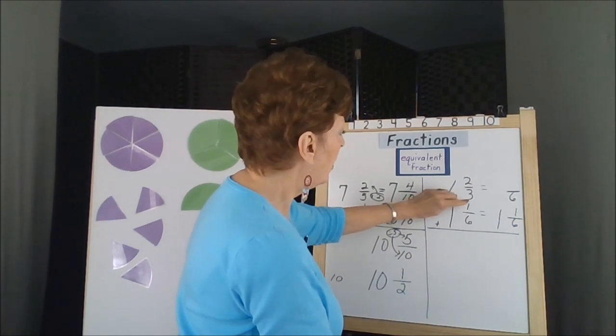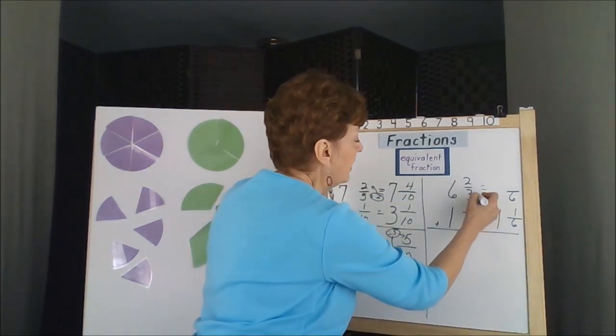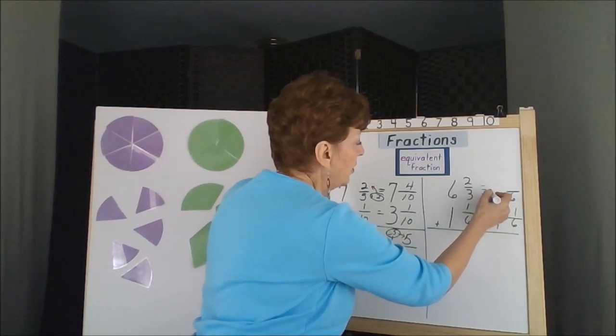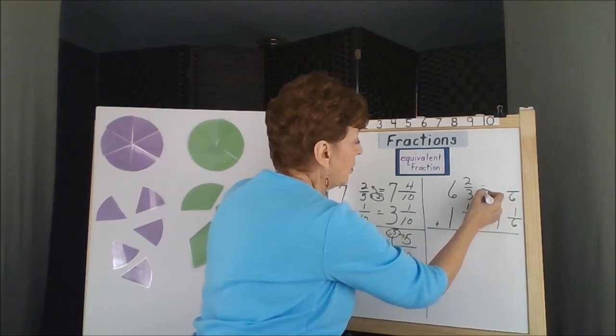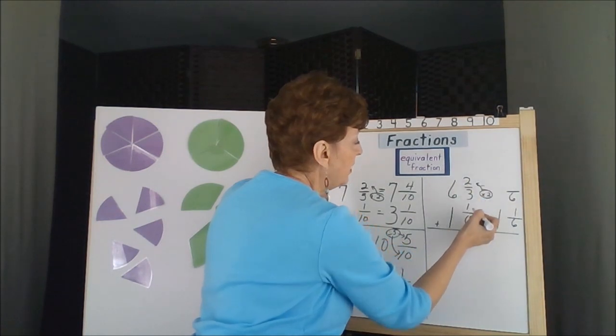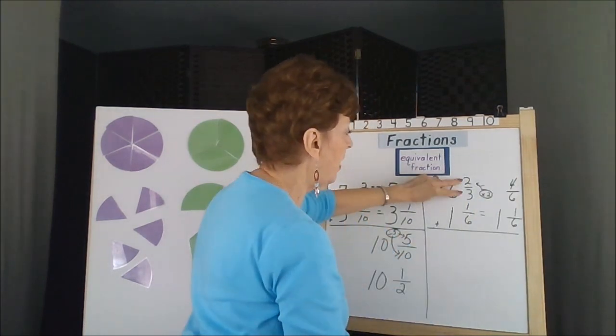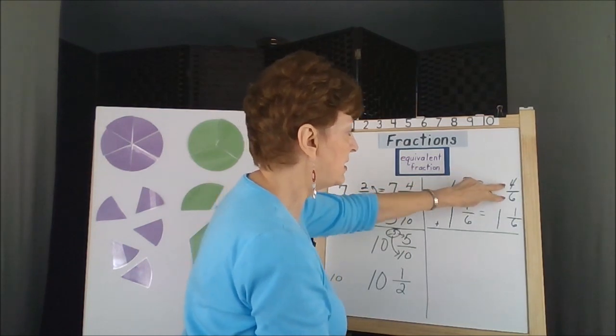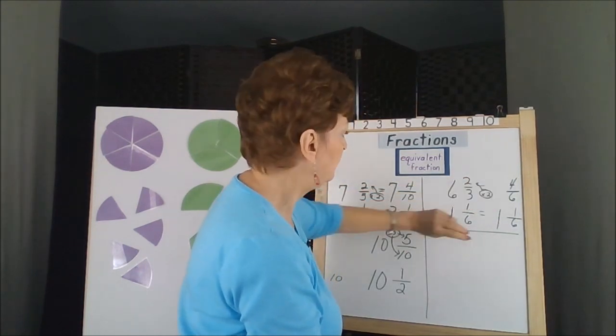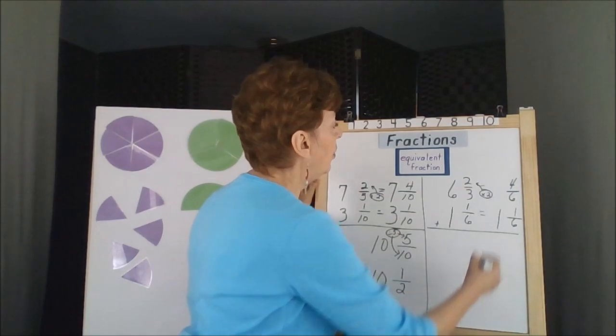Over here, though, we have to change. How did we get our 3 to be a 6? Well, we multiplied it by 2. So we're going to do the same thing to the top number. 2 times 2 is 4. That's our equivalent fraction. 2/3 is the same as saying 4/6. And then we're going to pull the whole number over.